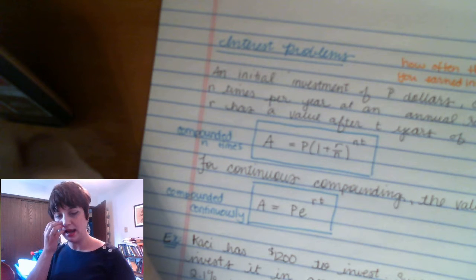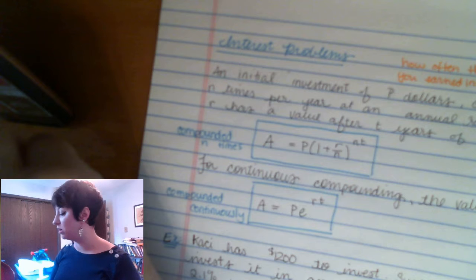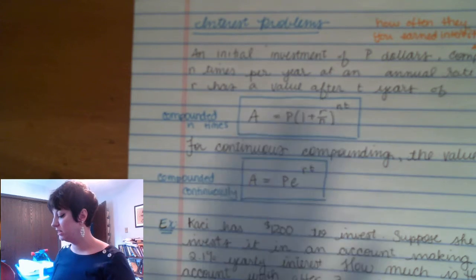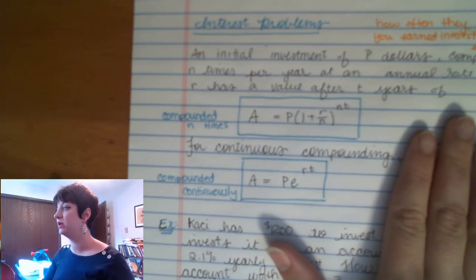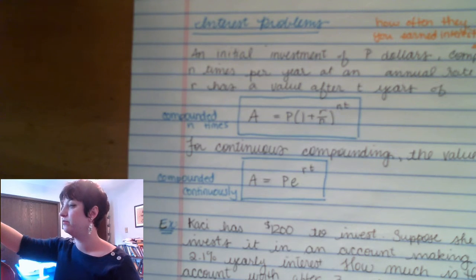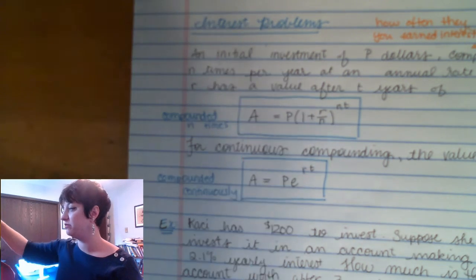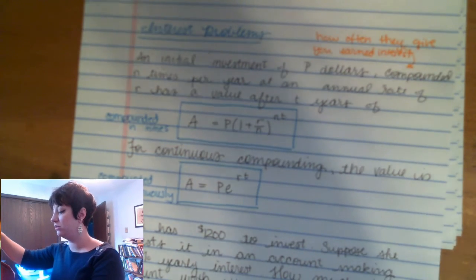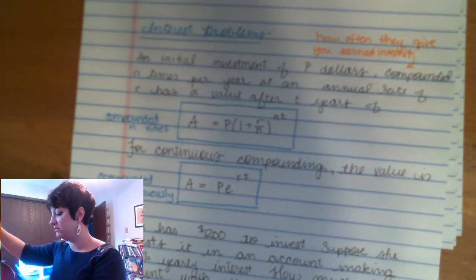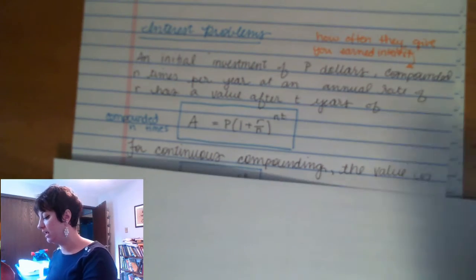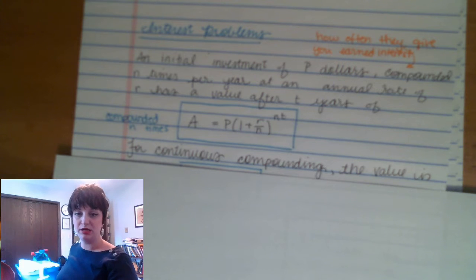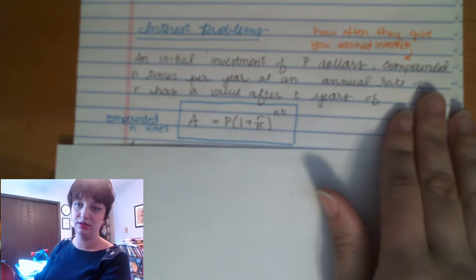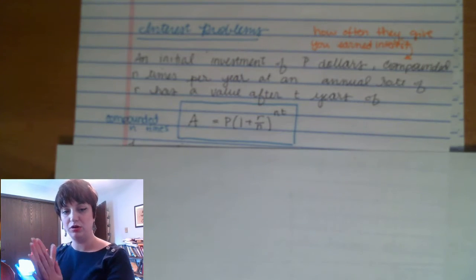The second half of 7.2 problems have to deal with interest problems. And for these interest problems, there are two formulas that we're going to be using. So for an initial investment of P dollars, that's called your principal, compounded n times per year at an annual rate of R, this has a value after t years of A equals P times (1 plus R over N) to the NT. Now, this compounding, what that means, and I've written that here in orange, is how often they give you your earned interest.